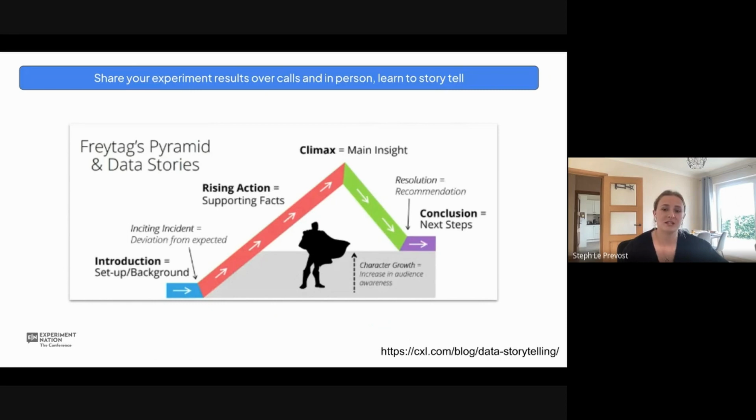So there's a really cool blog post on CXL about Freytag's pyramid and data stories. I really recommend you go read that. CXL also do a data storytelling course, which I believe I've done as well, and I found that really useful. Obviously, the work is never done. Whenever you are putting together an experiment summary or a piece about an experiment, there's always more to be done around trying to tell that story and trying to make it more interesting and show your workings for people. But yeah, the pyramid can really help, and I recommend that you learn to communicate with different types of people in different ways.